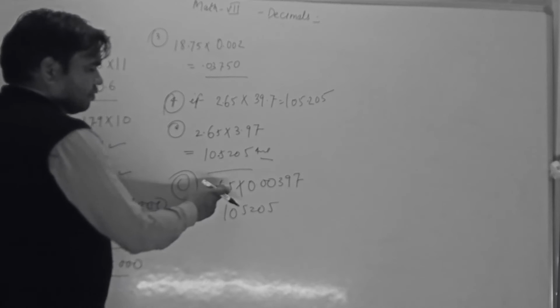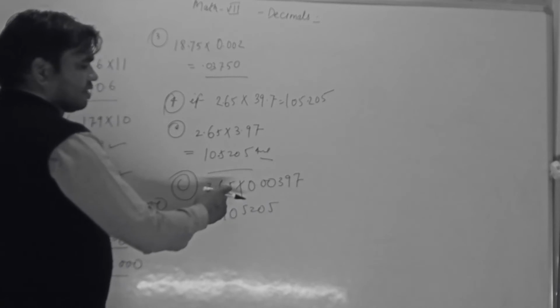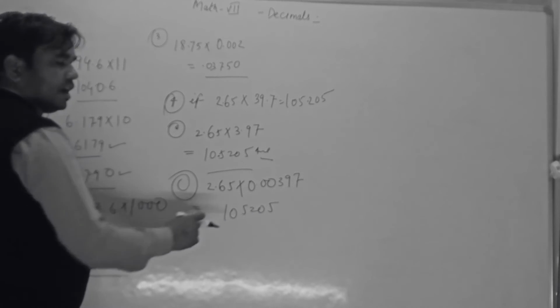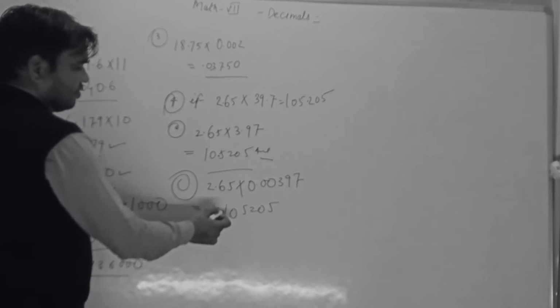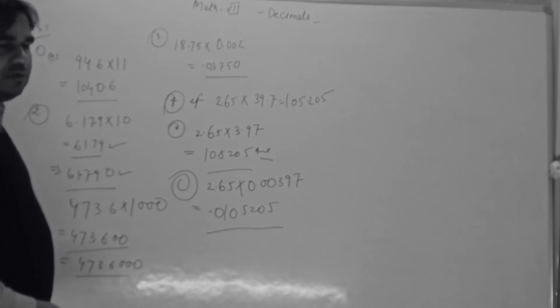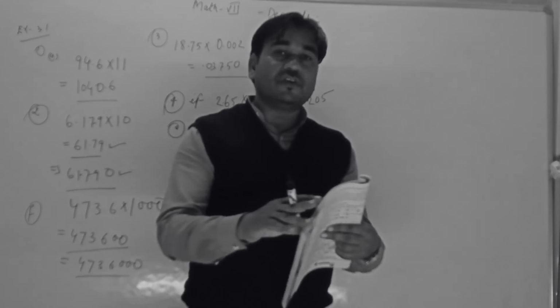So here you see 1 and 2, and 1, 2, 3, 4, 5. 5 and 2, 7. So 1, 2, 3, 4, 5, 6. And after that you can add a 0. So the decimal comes here. So this is the value of the C part. And you can do the D part and B part.